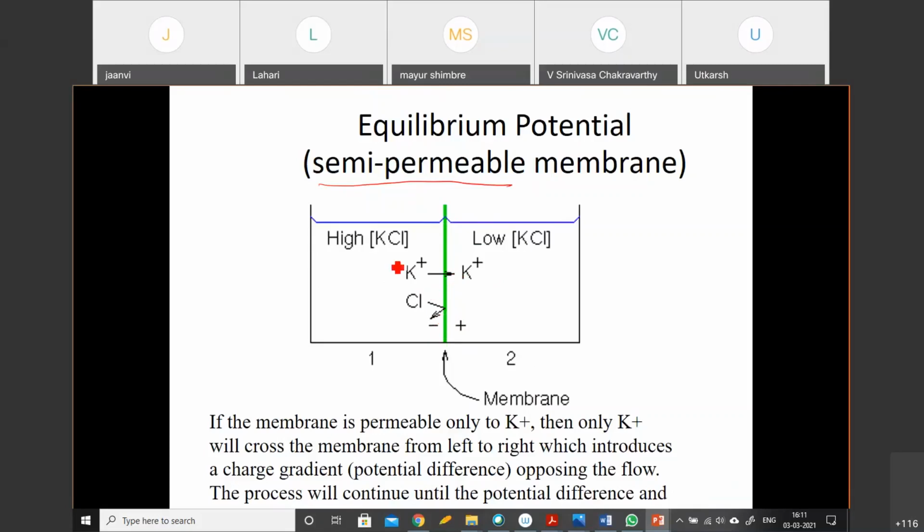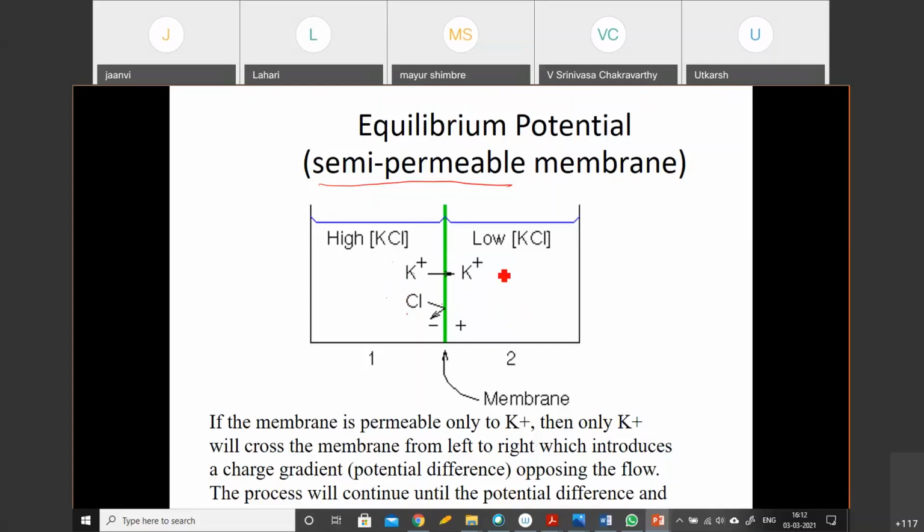Because there is a concentration gradient from left to right, there is more potassium on the left side compared to the right side. So potassium ions will start moving from left to right, and because of that, there is a buildup of positive charge on the right side. Chloride cannot go from left to right, although chloride is high on the left side, because this membrane is semi-permeable and doesn't permit chloride from going across. So potassium alone keeps going from left to right, and there's an increase of positive charge on the right side. If you think about it, initially on the left side, you have increased concentration of both K plus and Cl minus.